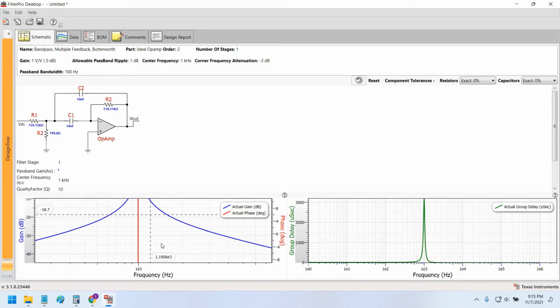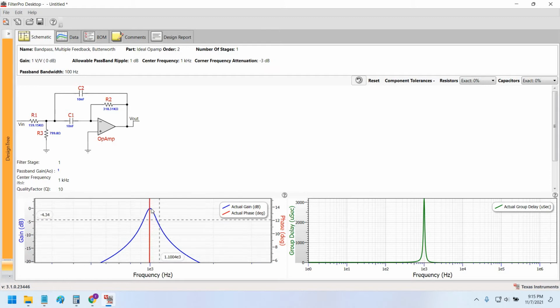And as you can zoom into it and see what is the frequency at the cutoff, that is 9.95 into 10 to the power 2, or we can say 1 kilohertz. The center cutoff frequency 1 kilohertz, and we set the 100 hertz pass band. Therefore the lower cutoff frequency would be 1 kilohertz minus 50 hertz, and upper cutoff frequency would be 1 kilohertz plus 50 hertz. So 950 hertz would be the lower cutoff.